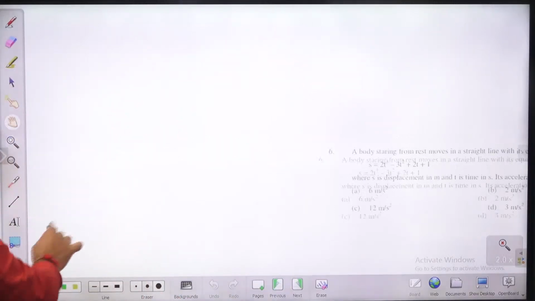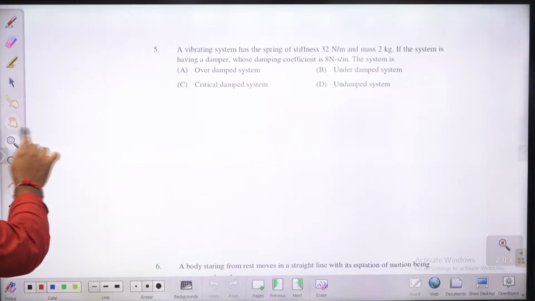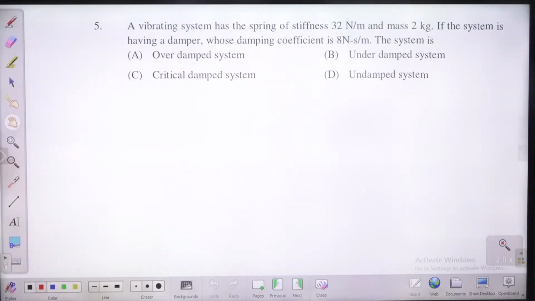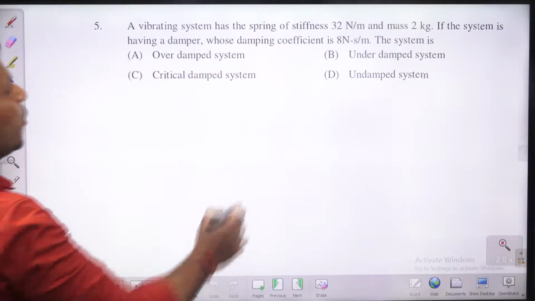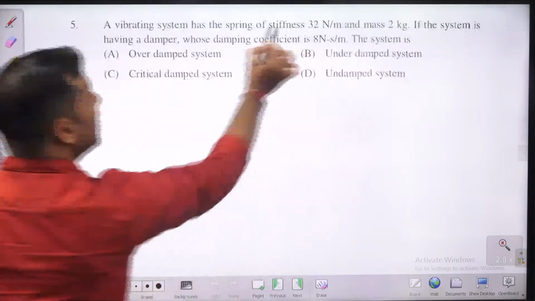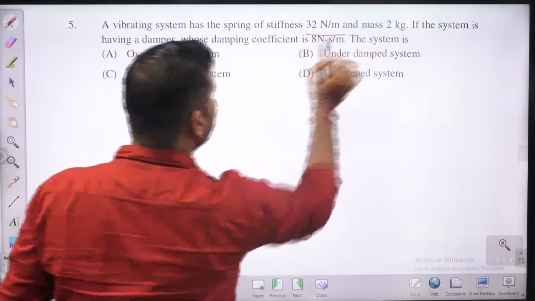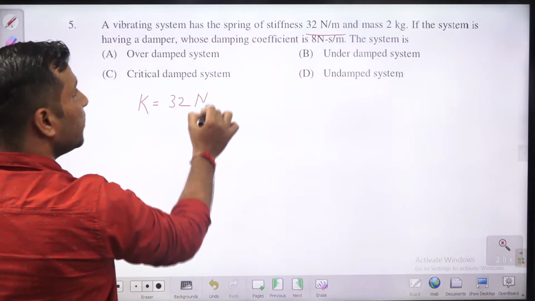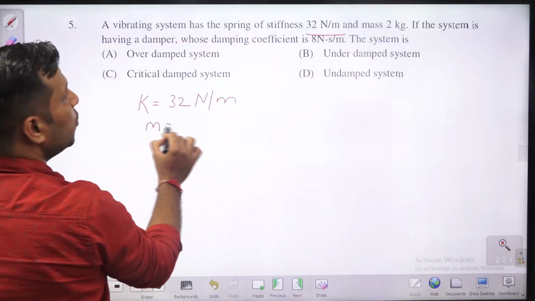Question number 5. Next question guys, in front of you. A vibrating system has a spring of stiffness, so spring stiffness is given to you guys. Let me write it here. Spring stiffness k equal to 32 Newton per meter. Mass is given to you, 2 kg.